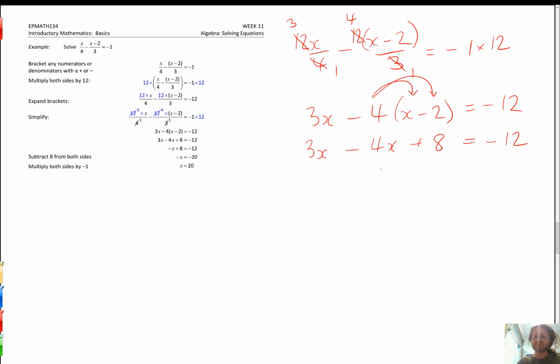A 3x minus 4x, well that's negative x. Let's get rid of this plus 8 by minusing 8. Minus 12 minus 8, it's all backwards, minus 20. And we came across this once before where I've got a minus in front of the x that I don't want. So I'm going to times it by minus 1. And a minus times a minus turns plus. So minus x times minus 1 is an x. Minus 20 times minus 1 comes plus 20.